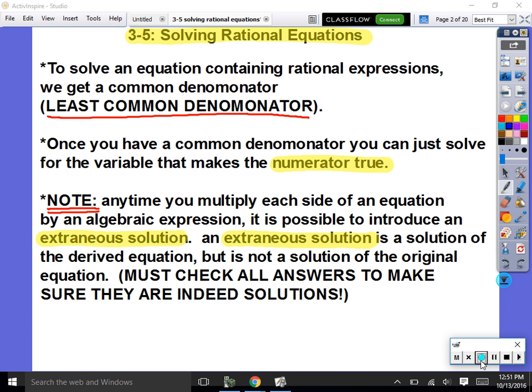This is 3-5. We're going to be solving rational equations. So we're going to just get right into it. Like I said, there is a lot to learn, and really the best thing with this is letting you guys just practice a lot of it and making sure you're understanding it. So we're going to be doing lots of practice today.